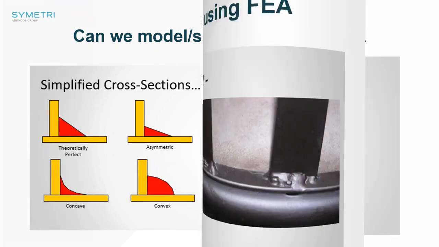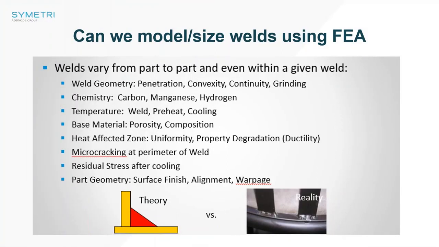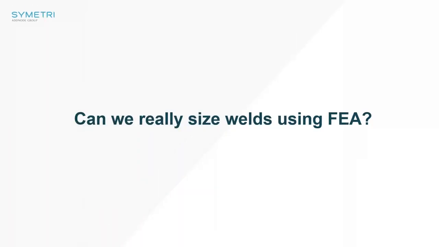And to make it more complicated, a weld, in addition to geometry, has other properties: chemistry, carbon, manganese, hydrogen, temperatures when it's welded, things like residual stresses. So I think it's a pretty big topic in itself. And the real big question is, can we actually really size welds using FEA?